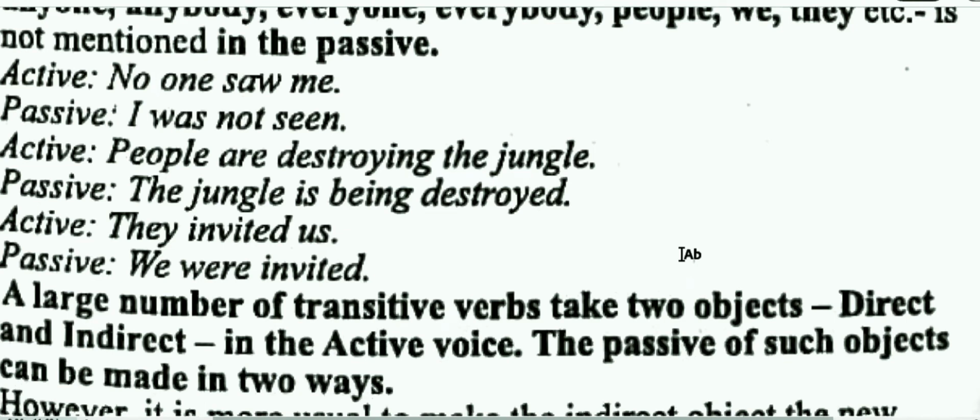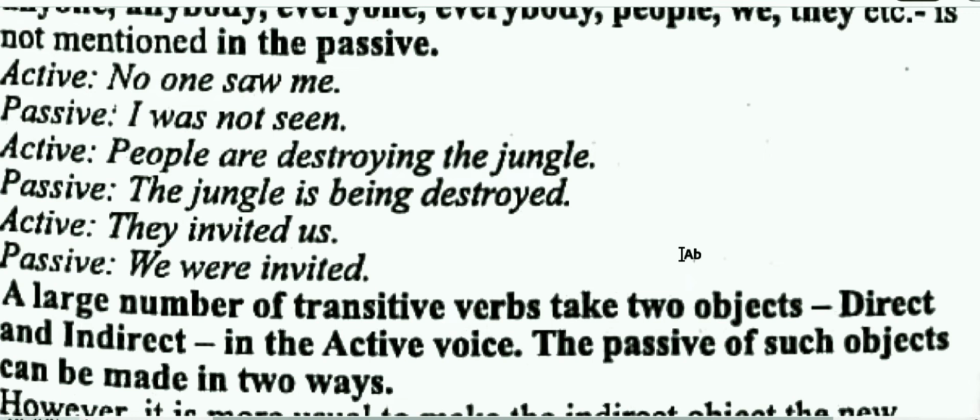The second example you see, active: People are destroying the jungle. Who are the people? Are they from Jumla? People are from India, people are from Kathmandu. Who are those people? We don't know. So while transforming this sentence into passive, we write only the jungle, the object, in the place of subject in passive. See, the jungle. The sentence is in present continuous: subject plus is/am/are plus being.